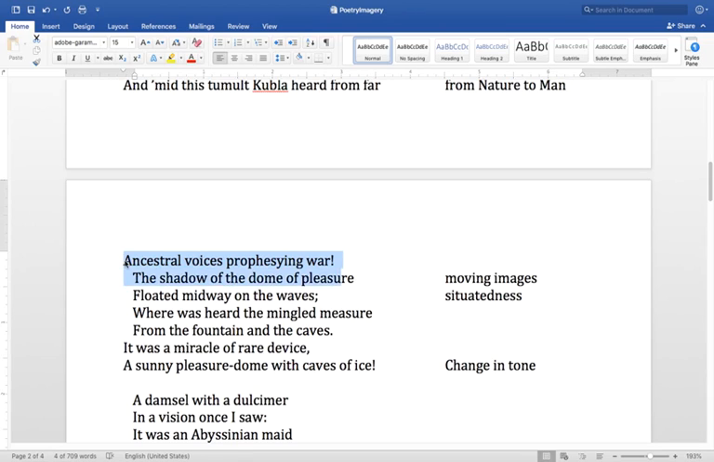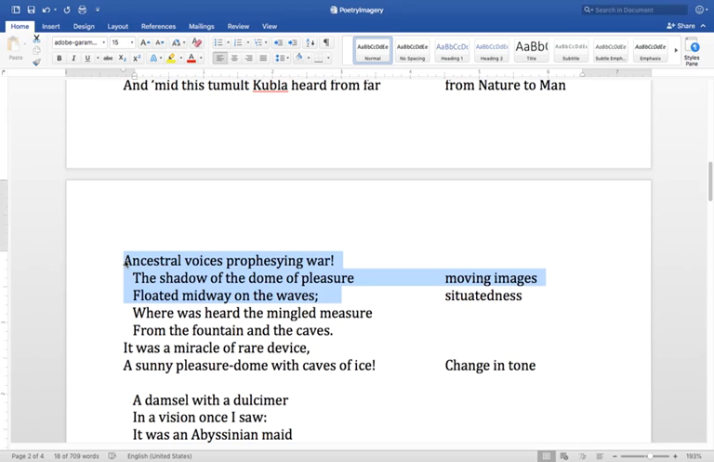The shadow of the dome of pleasure floated midway on the waves. And so within this pleasure dome, all of a sudden, there is an implication. There is a foreshadowing of something bad to come. It's not all beautiful, right? Something in the tumult of the pleasure dome tells man that something bad is about to happen to his world. Not the fictional world, but the actual world where human beings live.